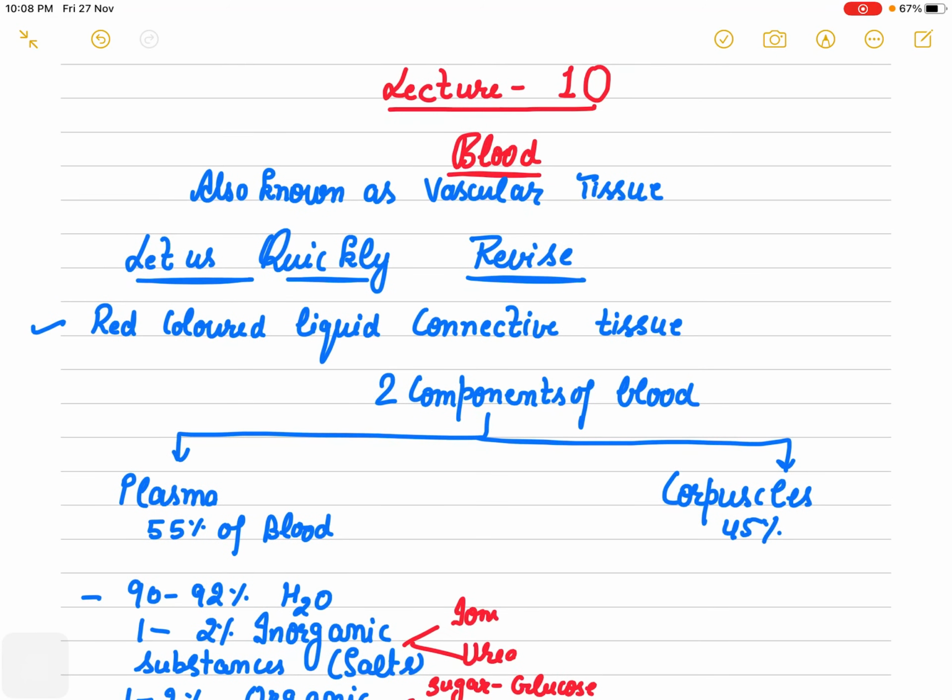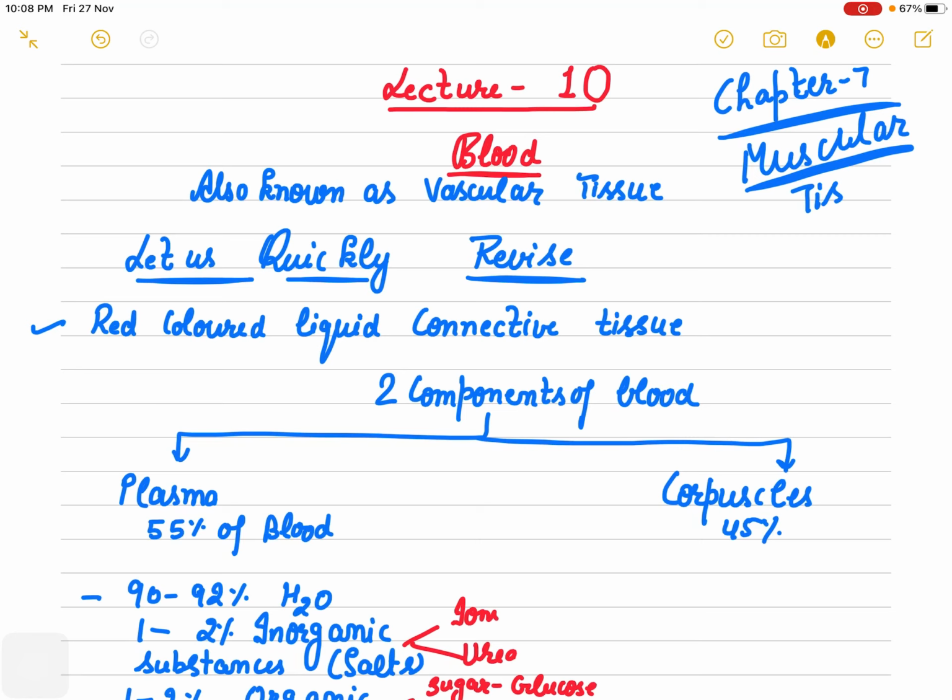So, we are on our last topic of our chapter, that is chapter number 7, structural organization in animals. I'm going to talk about today the last connective tissue, because muscular tissue we already discussed in complete detail in our locomotion and movement chapter. Even the blood and lymph, we also talked about these in the chapter, that is the body fluids and circulation. So I will provide a link in the description so that you can go through those videos and you can study about the blood and lymph.